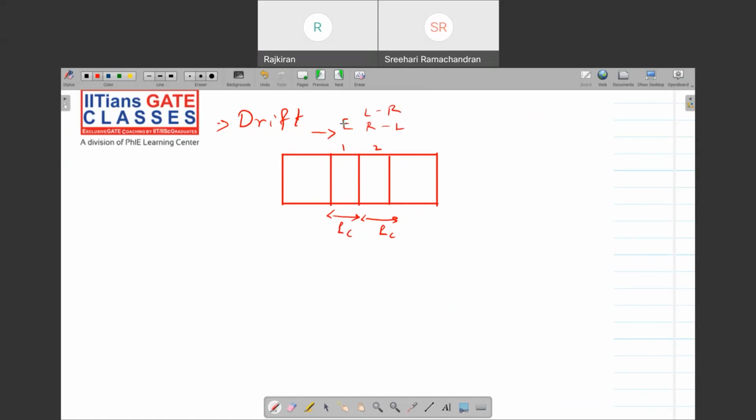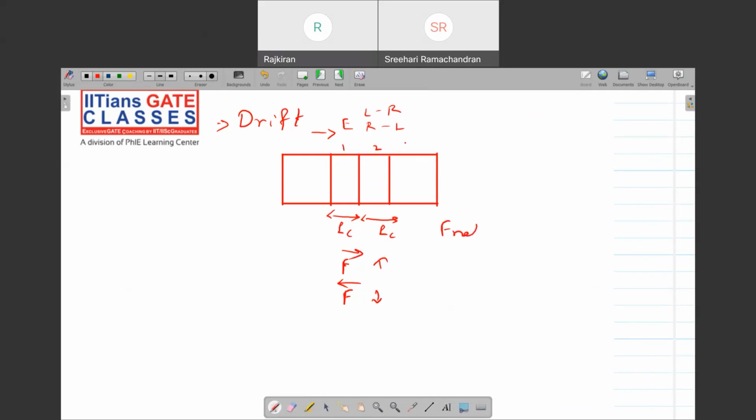So when I put an electric field, what will happen? It will support the motion of carriers from region 1 to region 2, and it will oppose the motion of carriers from region 2 to region 1. So the flux from left to right will increase and the flux from right to left will decrease, because flux is nothing but concentration into Vth by 2. When I apply the electric field, the velocity of carriers moving from left to right will increase, and the velocity of carriers moving from right to left will decrease, because the electric field is opposing their motion.